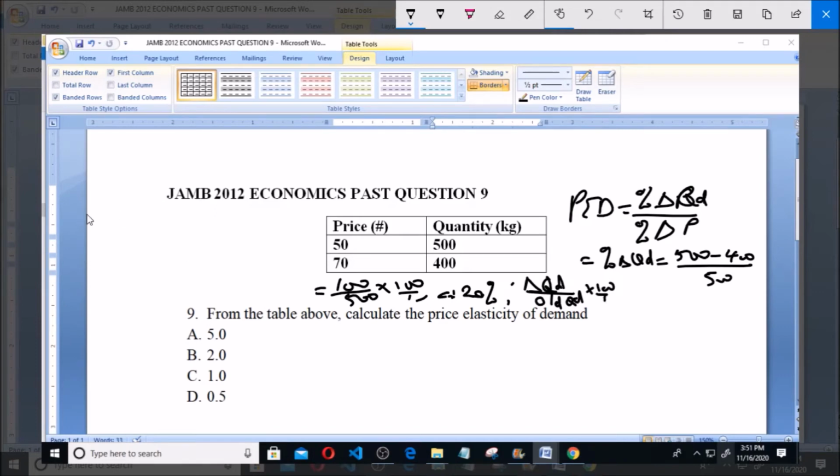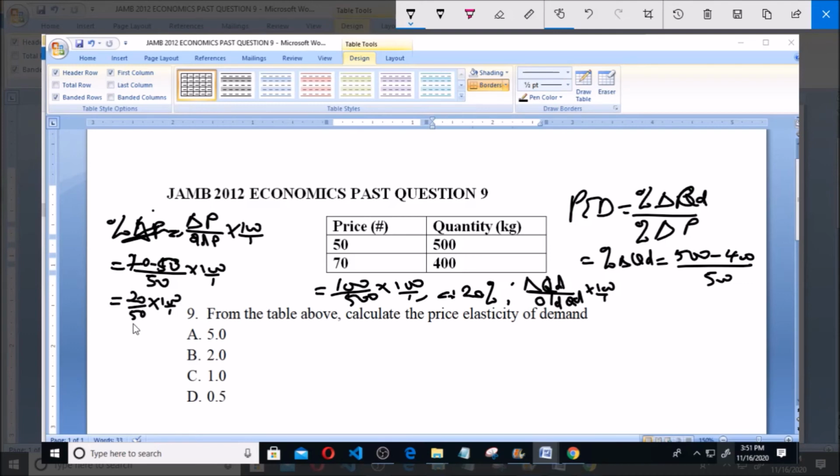Now to do for percentage change in price, which is going to be equal to change in price over old price times 100 over 1, which is equal to 70 minus 50 over 50 times 100 over 1, which is equal to 20 over 50 times 100 over 1, which is equal to 40%.